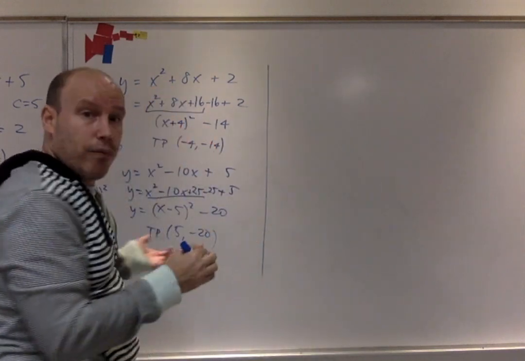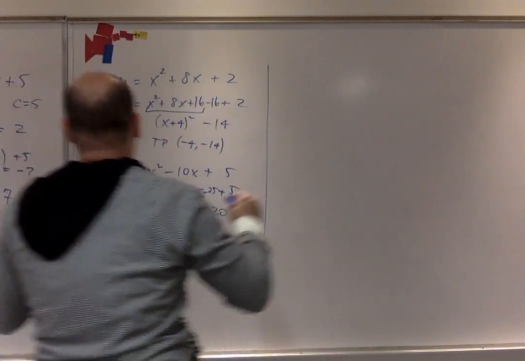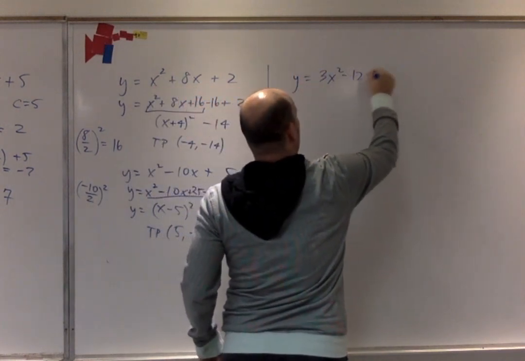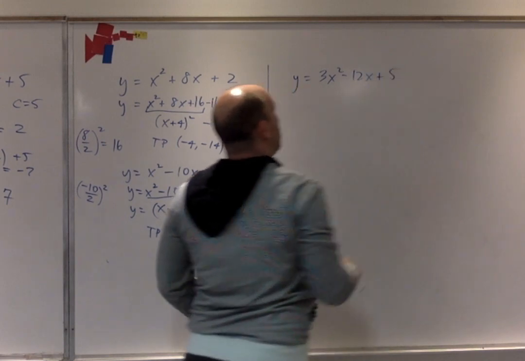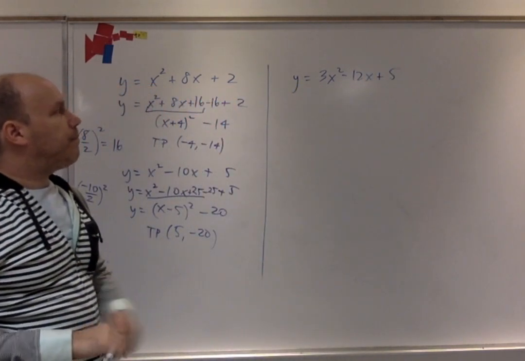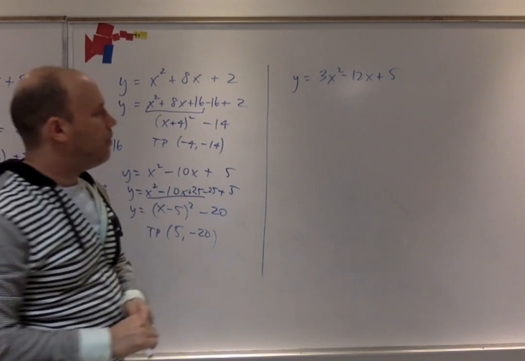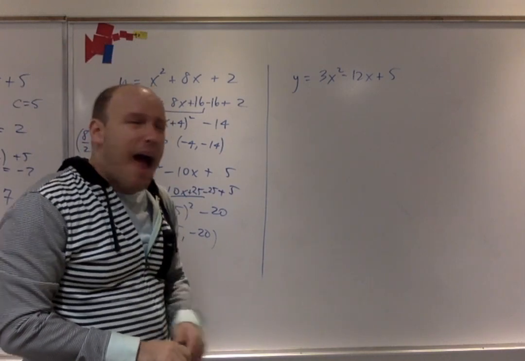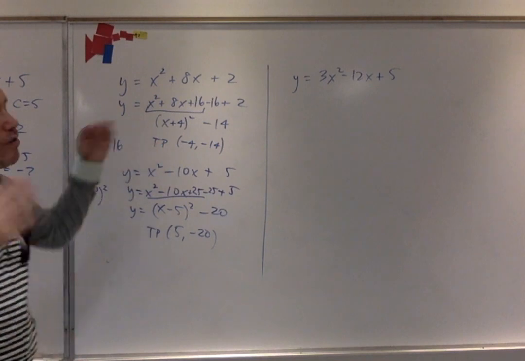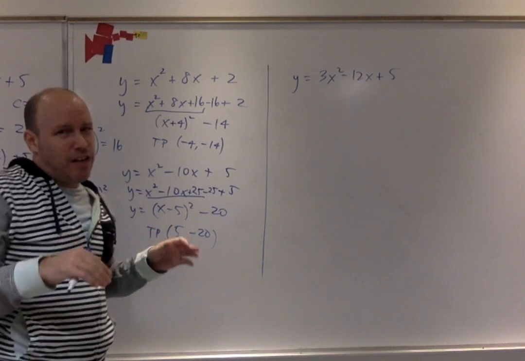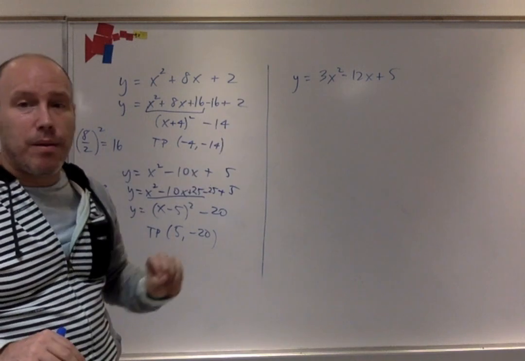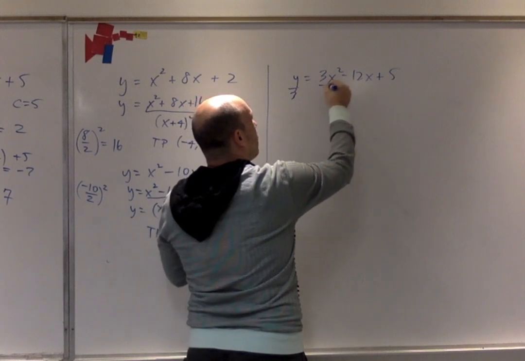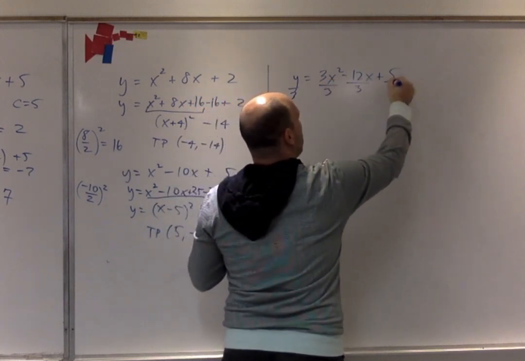Let's look at the last example. The last example we got over... Do we have room on the board? Yeah. The last example was y equals 3x squared minus 12x plus 5. What should we do? What do you think? My suggestion to you is, once again, it's an advanced thing. First of all, I divide out that 3, but don't cancel it. So divide everything by 3.